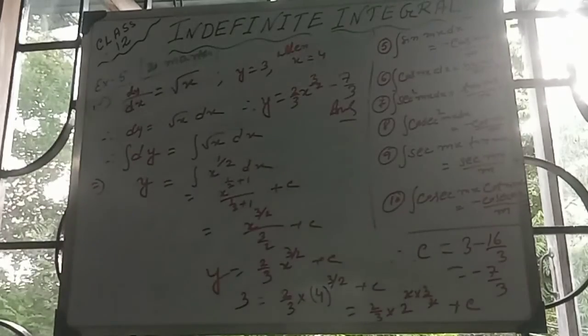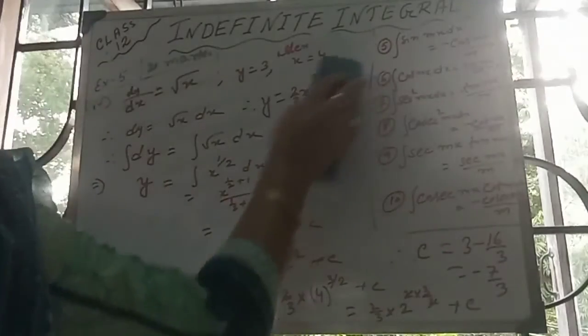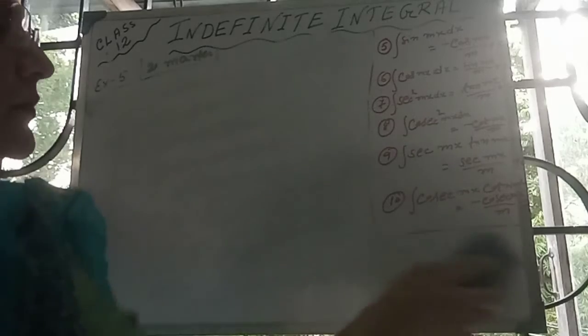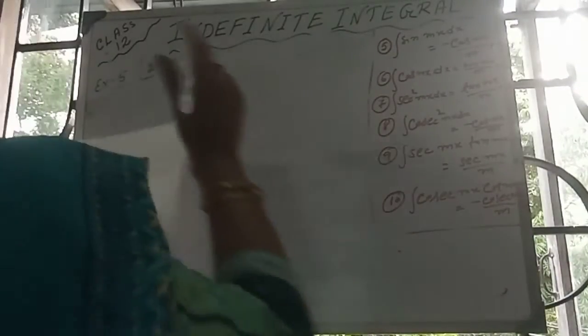Next sum. Coming with the next sum. This is sum number 4. Done. Next sum number 5.